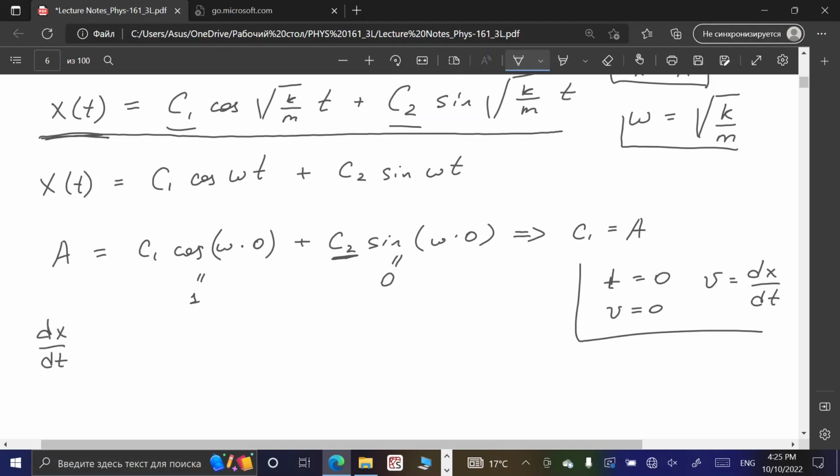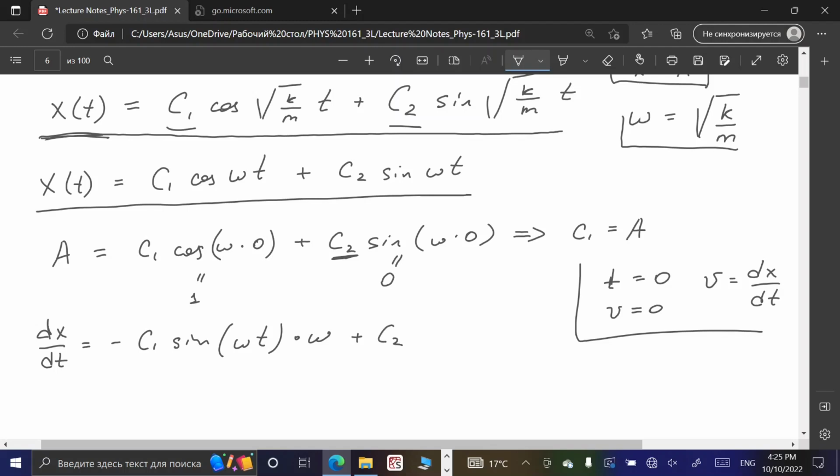dx over dt will be equal to, let's look here where we have omega already. What will be the derivative of cosine? Minus sine. Okay, so here will be minus C1 times sine omega t, and here we multiply by omega because we need to multiply by the derivative of the argument of the cosine. Then we have plus C2 times cosine omega t, and here will be times omega.